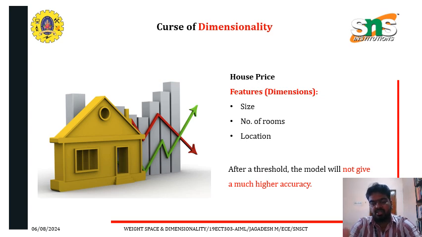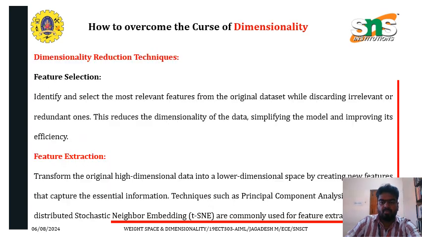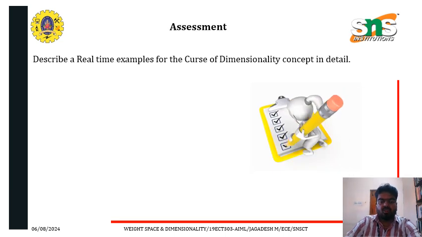If you increase the features more and more, what will happen after some threshold? If you increase the features or dimensions, the model will not give accurate output. This is the concept behind the curse of dimensionality. Even though we have a number of dimensions, if it exceeds the limit, then that will be a curse for the machine learning model. So how to overcome the curse of dimensionality? First is feature selection, then feature extraction. These are some methods to overcome the curse of dimensionality.